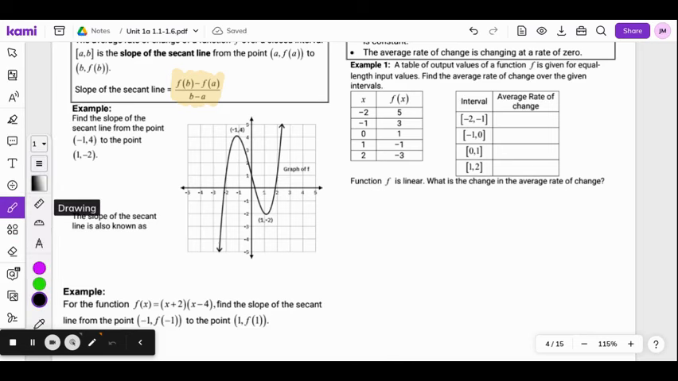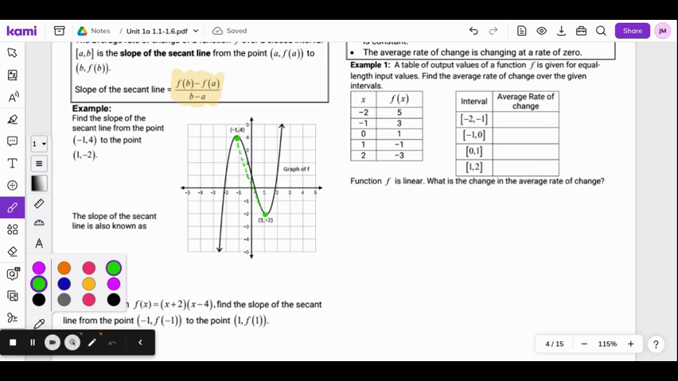Okay. All right, so here we go. Let's just find the slope of the secant line from the point (-1, 4) to the point (1, -2). So I'm going to quickly label this for you. We have the point (1, -2), which is right down here. And we have the point (-1, 4) right up here. And we're trying to find the slope of that secant line.